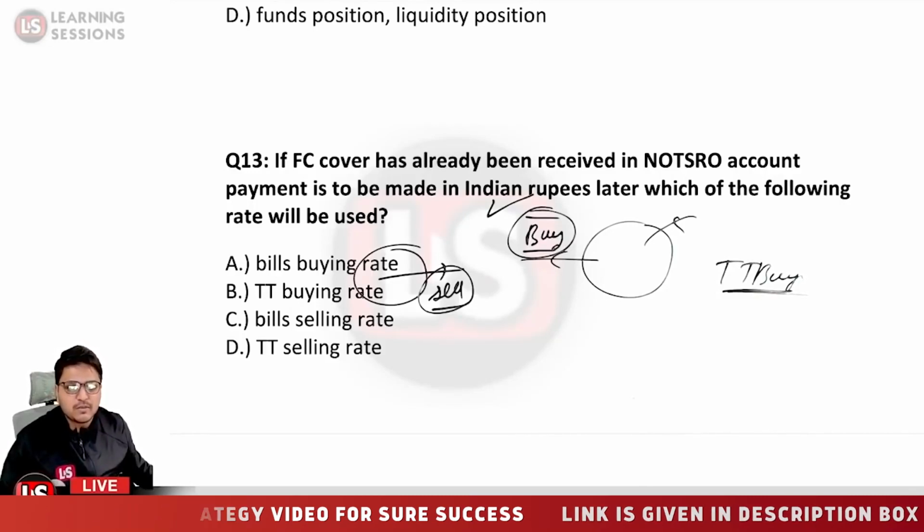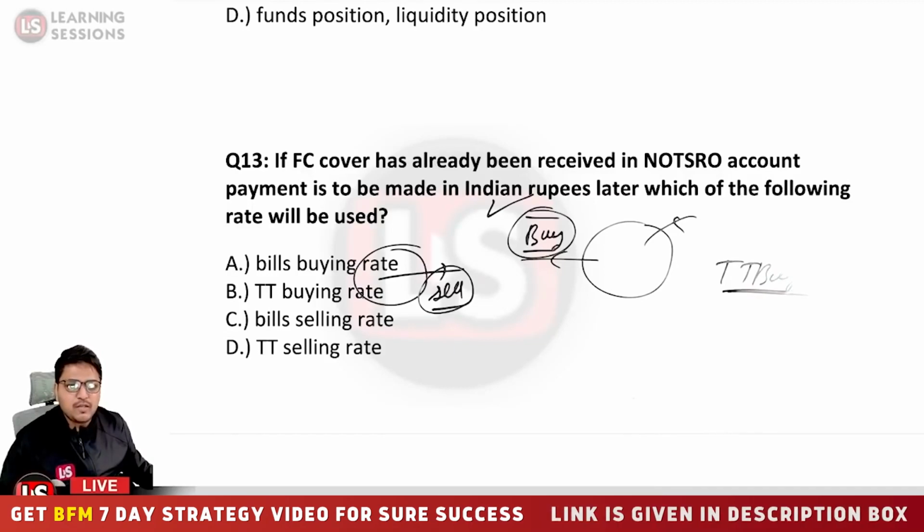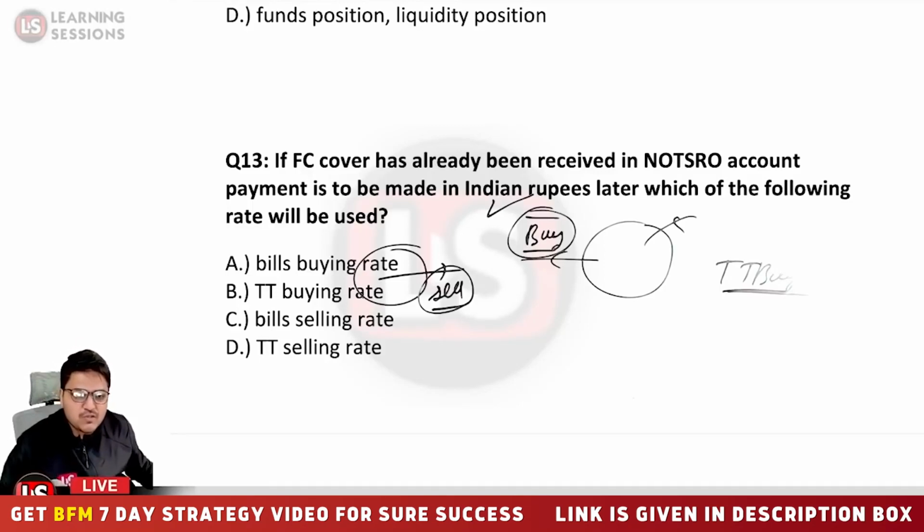So, what will be the answer? Option B over here is the right answer. Kindly please do mention the question numbers along with it so that I could identify. So I'll be keeping that Shreyans has answered correctly at the earliest. Option B, that is a TT buying rate, is the right answer in this particular case.